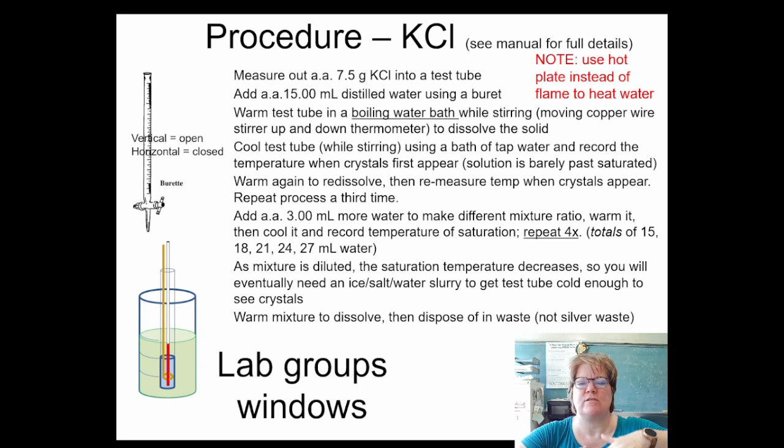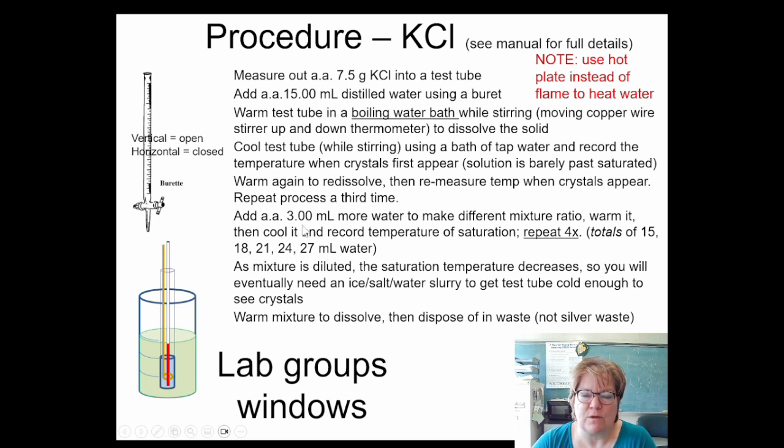And then once you have it all dissolved, you'll take it out of the hot water bath and cool it down. You have to continue stirring it gently so that it is staying stirred. And look for crystals. When you see the crystals, you measure the temperature and record it. Repeat the process. To make a new mixture, we're going to add more water. We're going to make it more dilute, which should lower the solubility, the crystallization temperature.